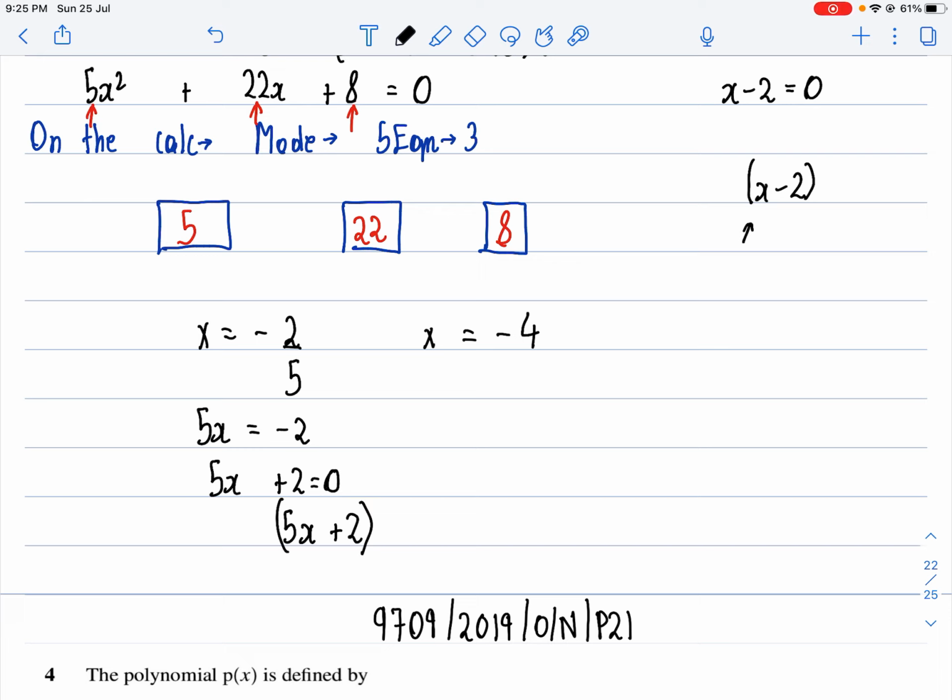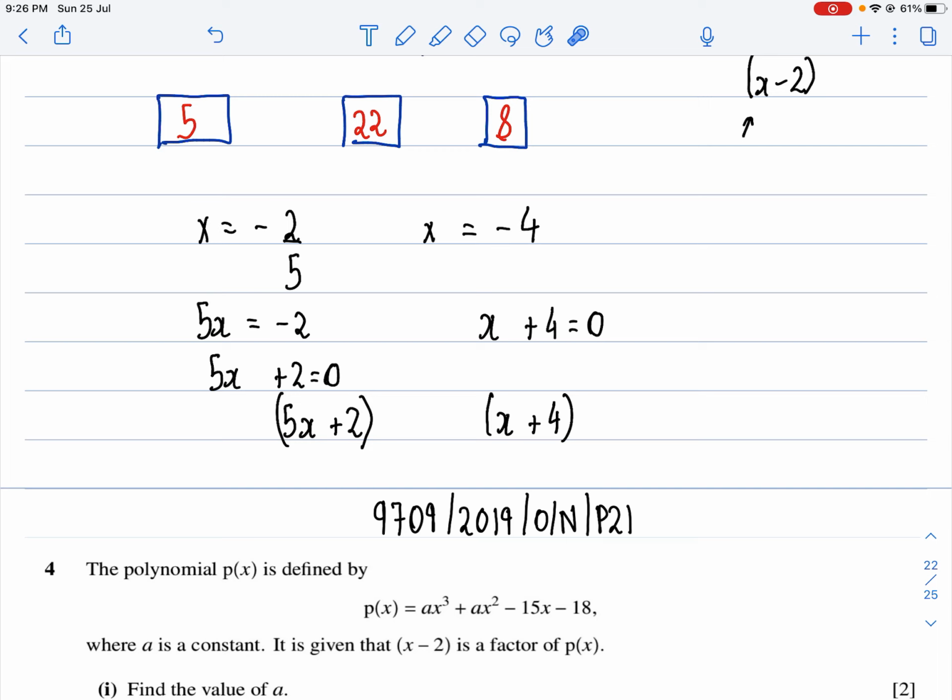Now here you have minus 4, so it's really simple. It's not a fraction. So you can simply write this as x plus 4 equals 0. So you basically get x plus 4. Correct? So now you have three things here. So you can simply write the factors as 5x plus 2 into x plus 4 into x minus 2. These are basically the factors, and this is how you completely factorize the p of x.